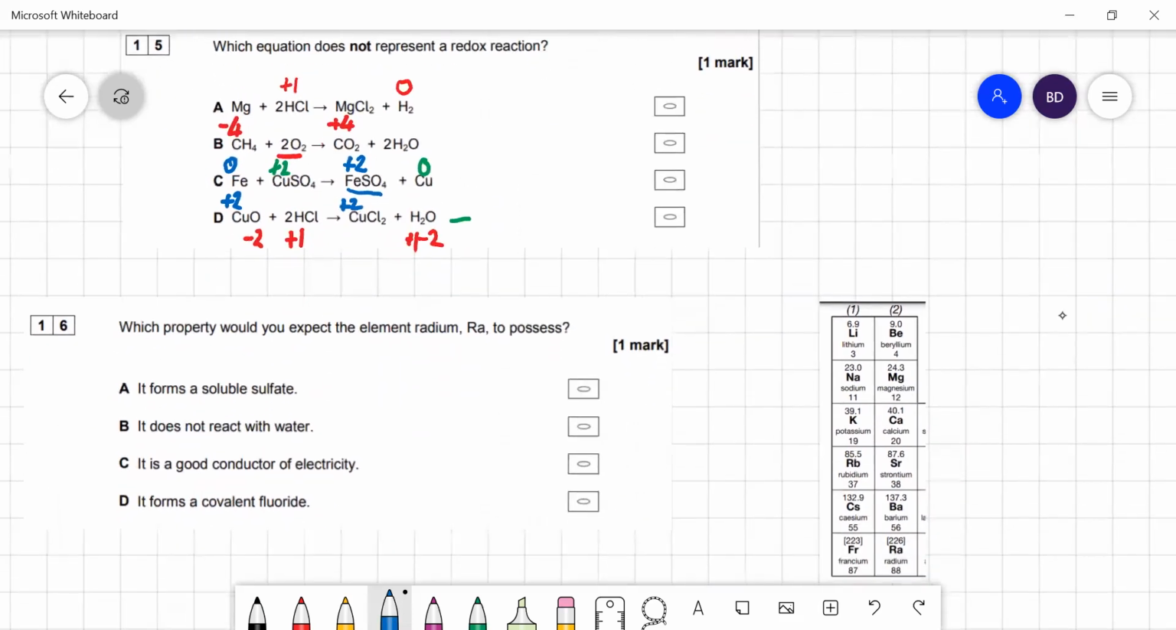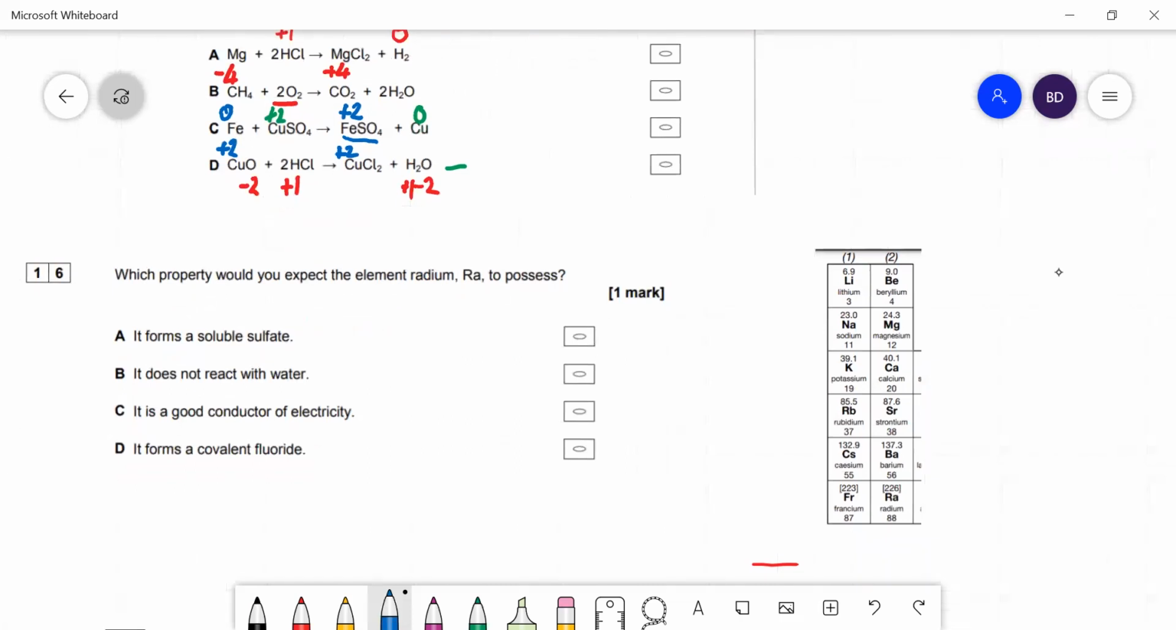Okay, which property would you expect the element radium to possess? If you don't immediately know where radium is, look, it's down there. It's the last one of group 2, the biggest group 2. As you go down group 2, the sulfates become increasingly insoluble. So radium would not be expected to form a soluble sulfate. It should be very insoluble, so that's wrong.